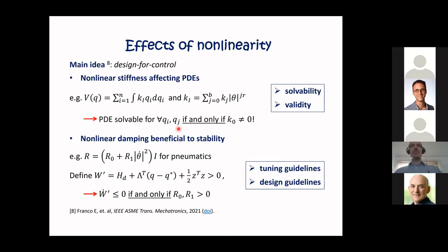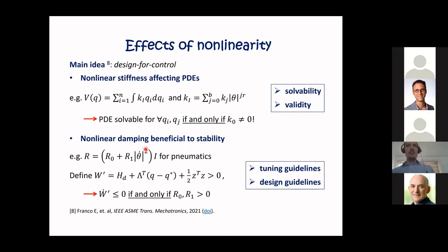So what this means, in my opinion, is that the structural stiffness, or in general the key design parameters of our system, and also the way we model them, have a direct implication on our ability to construct a control law, and also on the validity of this control law among the range of operating conditions.